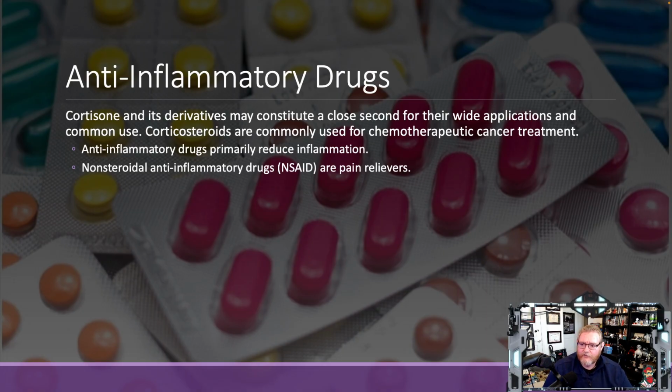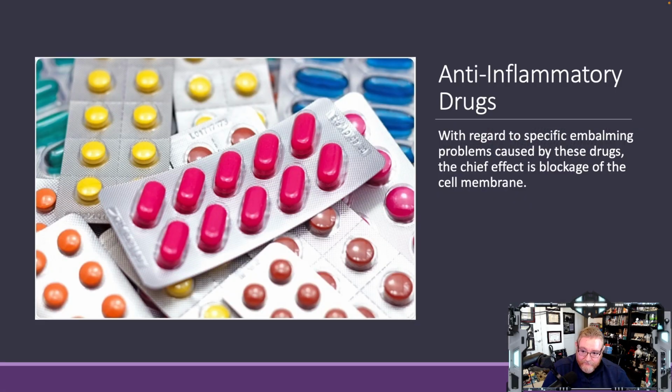Anti-inflammatories. Cortisone and its derivatives may constitute a close second for their wide applications and common use. Corticosteroids are commonly used for chemotherapeutic cancer treatment. Anti-inflammatory drugs primarily reduce inflammation. Non-steroidal anti-inflammatory drugs, or NSAIDs, are pain relievers. With regard to specific embalming problems caused by these drugs, the chief effect is the blockage of the cell membrane.